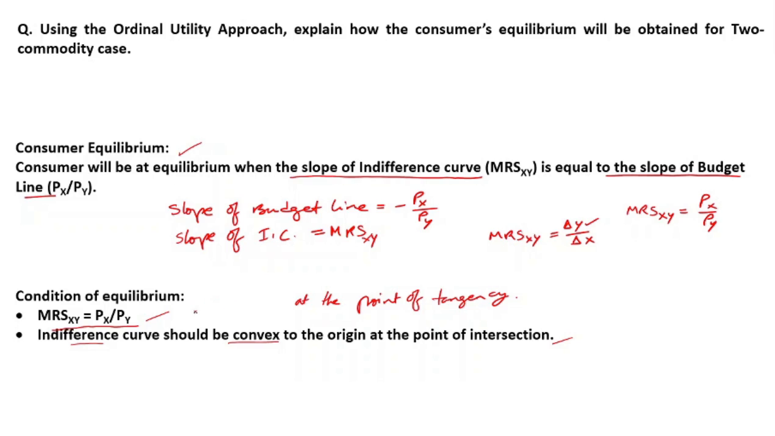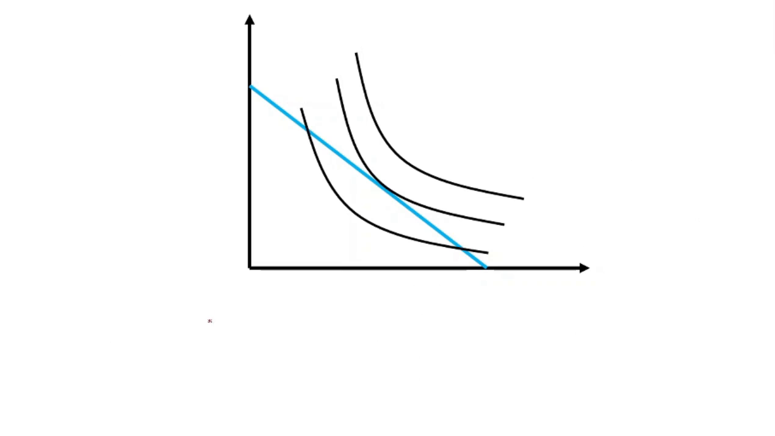After defining the consumer equilibrium and mentioning the conditions, we now need a diagram to explain it. I have already drawn the diagram over here, where you represent good x along the horizontal axis and good y along the vertical axis. Here I have taken three indifference curves. Let us note the highest indifference curve as IC3, the second one as IC2, and the third one as IC1. And this blue line, which is the budget line, let us note as AB.